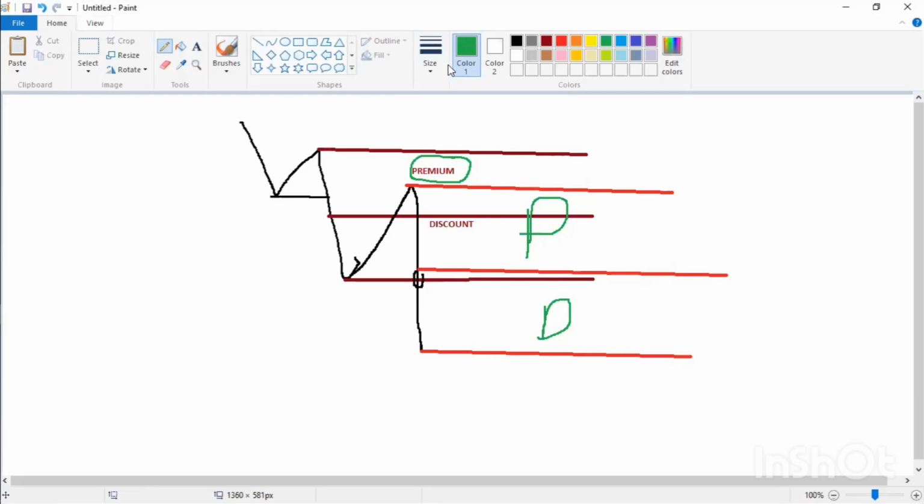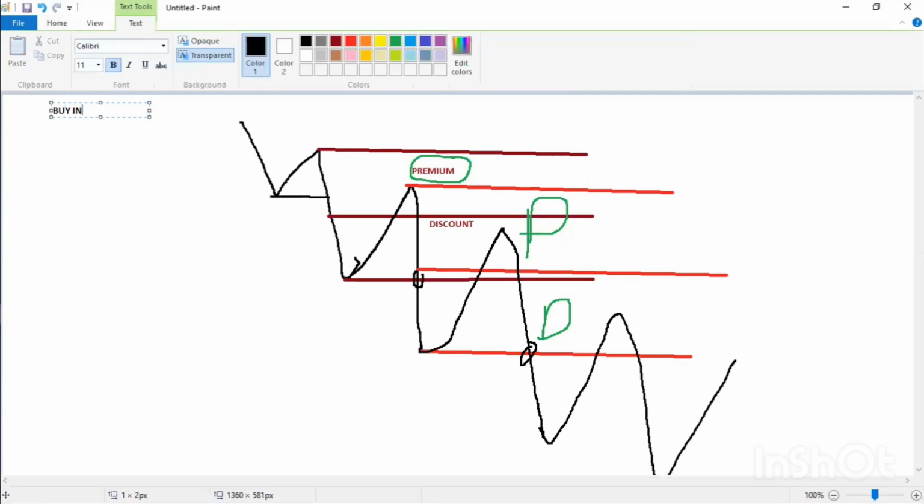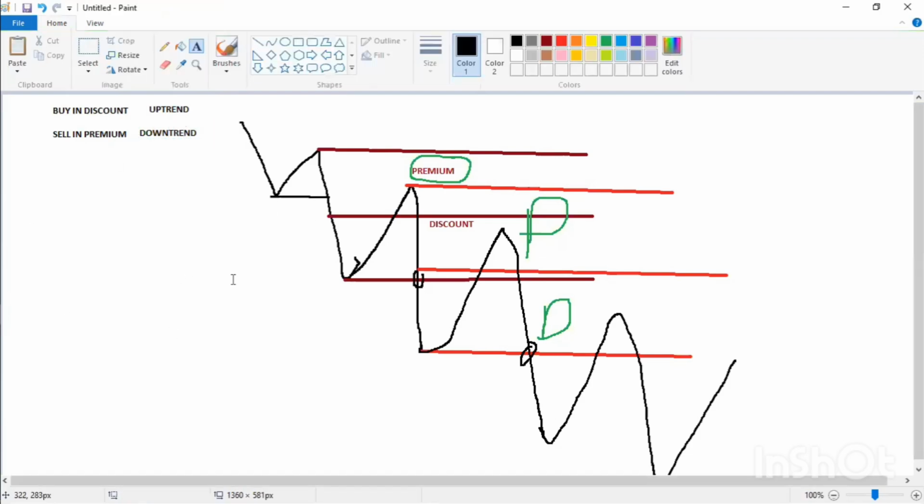So wait for price to come back to premium, you sell, and then BMS again here. So now we always want to sell in premium. Buy in discount, sell in premium. This is uptrend, and this is downtrend. Okay, that's this part. I hope you guys understand. Any questions so far before we continue?